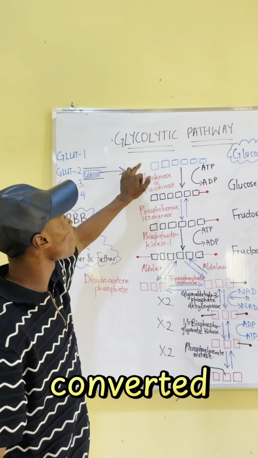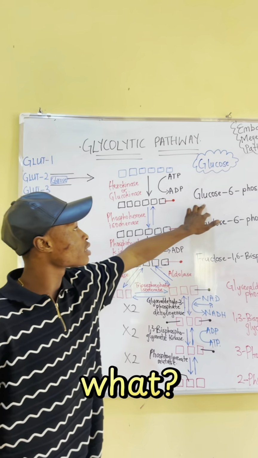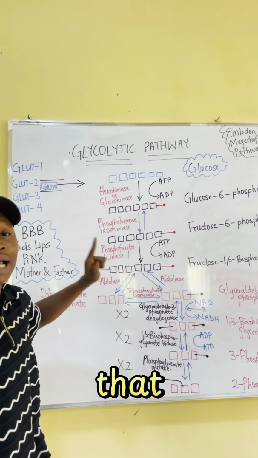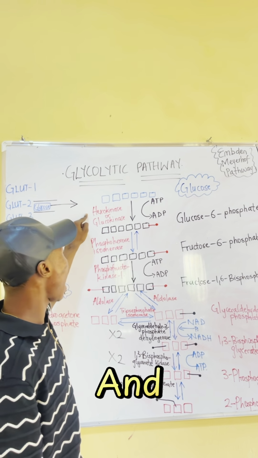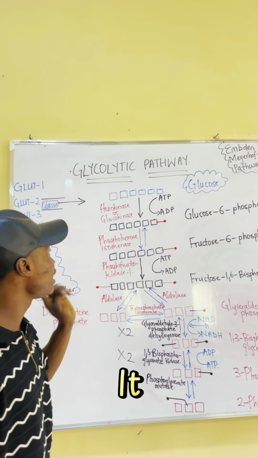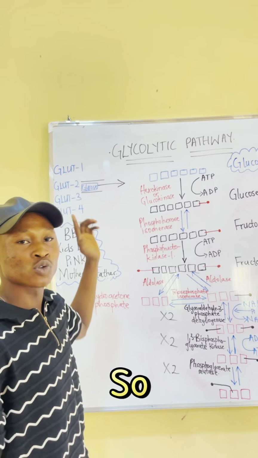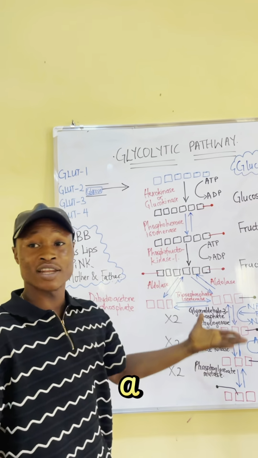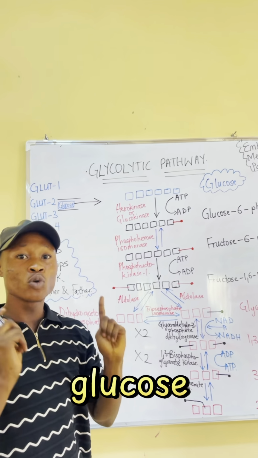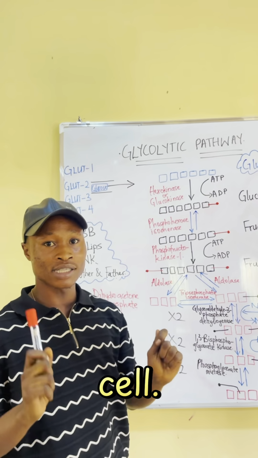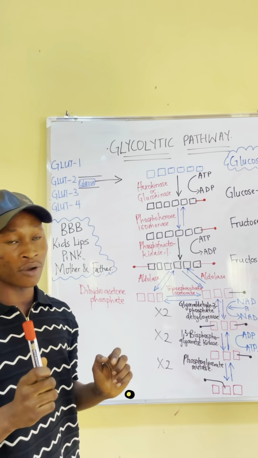So, glucose will be converted as it immediately enters the cell to be converted to glucose what? 6-phosphate. And the enzyme that catalyzes that reaction is what? Hexokinase enzyme. And why is this taking place? It is because immediately glucose enters the cell, it can easily leave. So hexokinase has to add the phosphate group to glucose to convert it to glucose 6-phosphate, so glucose will not leave the cell. So that accounts for the first step of glycolysis.